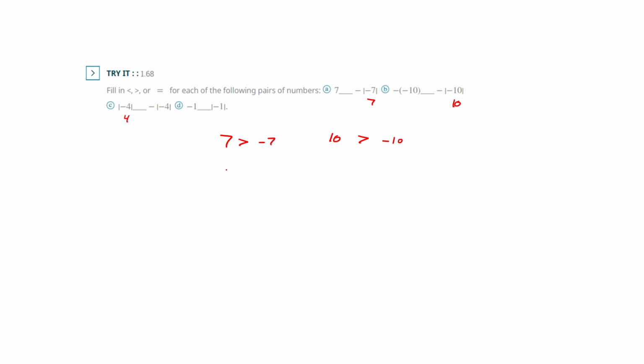Okay, this is 4 over here. Now I've got a 4 but a negative out front. Okay, I've got a negative 1. Absolute value of negative 1 is 1. So negative 1 is less than 1.